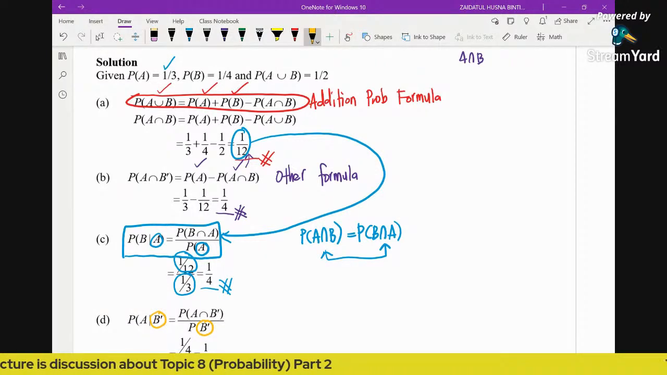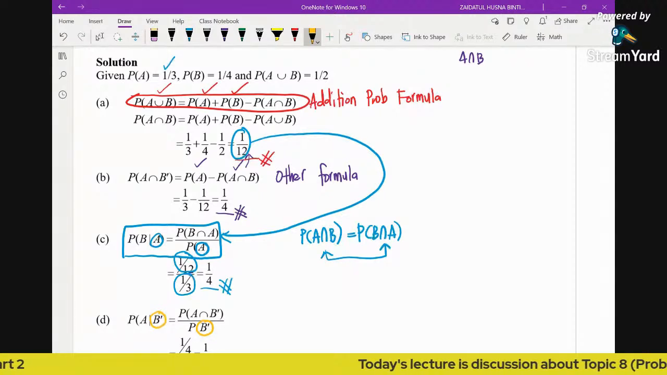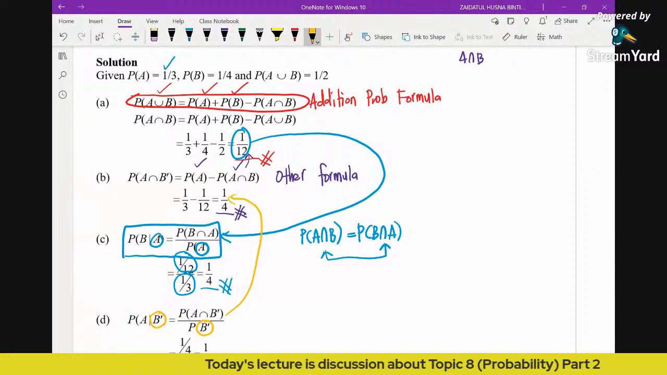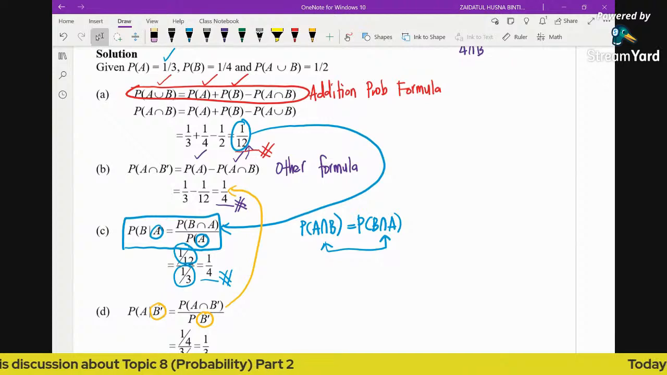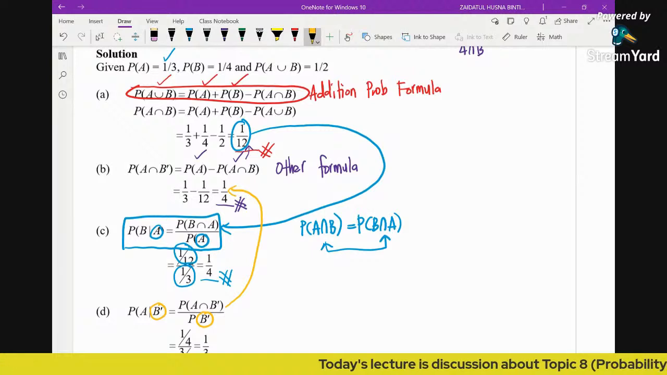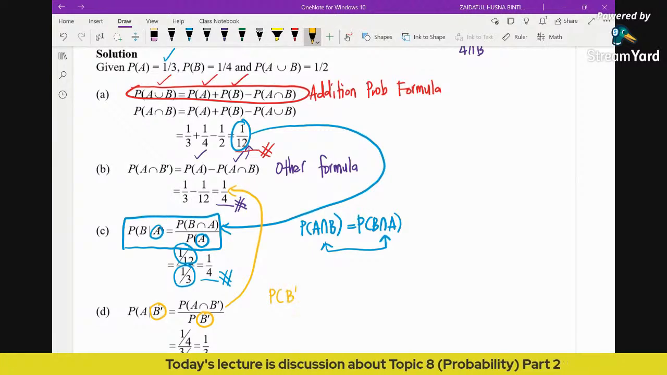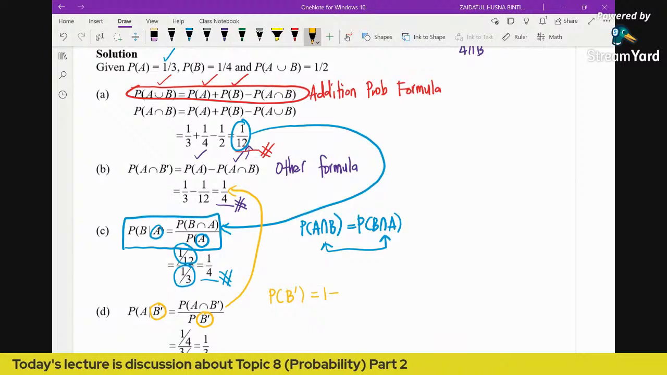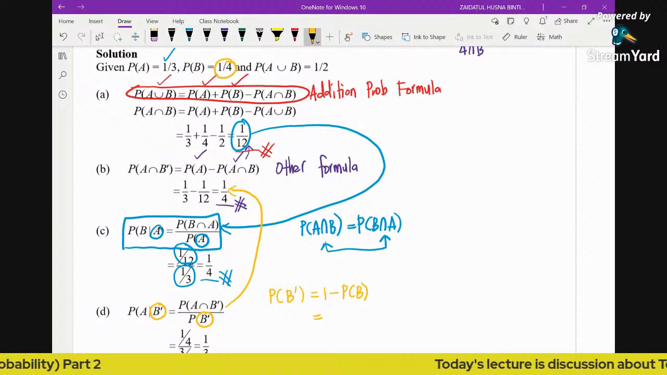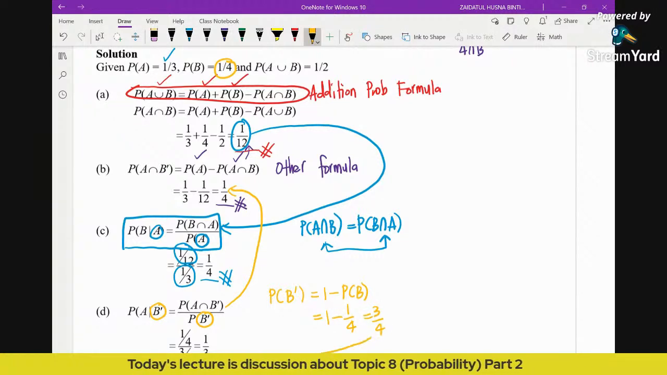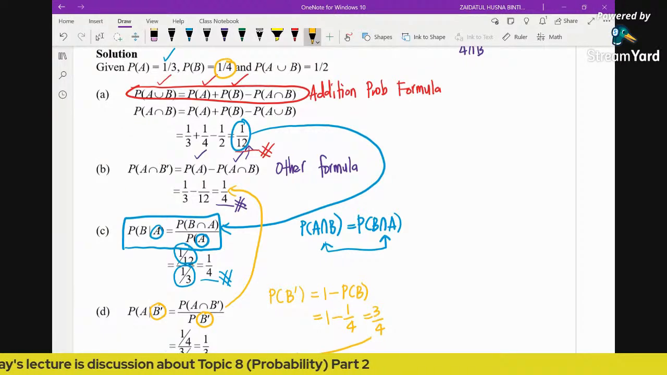Now, how to obtain this? A intersect B prime has been obtained in the B part here, so we just bring the value down, 1 over 4. And then what is P(B prime)? In this case, we are going to apply the complement rule, because B prime is the complement of B. So this is 1 minus P(B). Because P(B) is given as 1 over 4, P(B prime) is 1 minus 1 over 4, which is 3 over 4. So we get this, substitute the value inside, and we will get the answer.